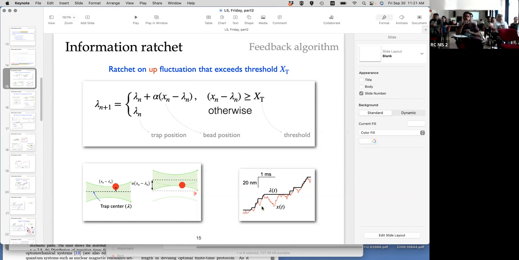The result of it is sort of a little bit of a dance between the particle position and the trap position. So you can see that here's the particle position, and every time it goes up enough, it hits some threshold and we raise the trap, because that's the black line. And so if it happens to go down and take a long excursion down, we do nothing for a long time until it starts to go up again and we raise it. So it's kind of got this ratcheting motion.